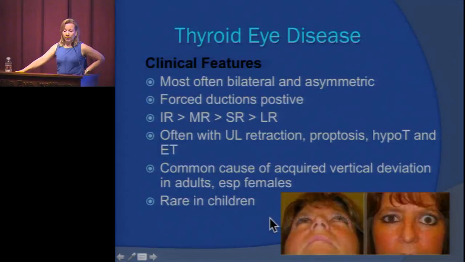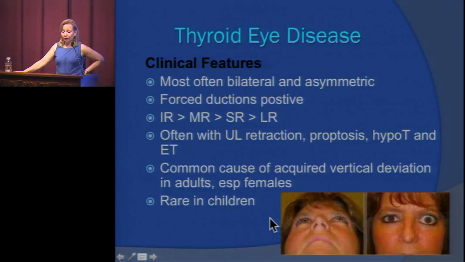These are most frequently bilateral and asymmetric. The forced ductions will be positive because of the restriction of the muscle. The inferior rectus is more involved than the medial rectus, which is more involved than the superior, and the lateral rectus being the least involved. So you'll commonly see an esotropia with thyroid disease or a hypotropia. They often have unilateral upper lid retraction. They frequently have upper lid retraction and proptosis, and as I said, a hypotropia and esotropia are more common.